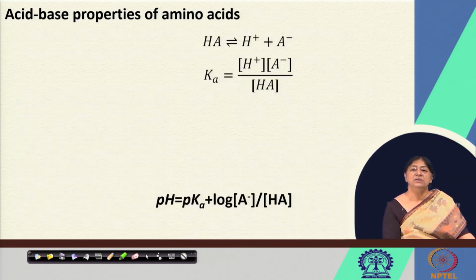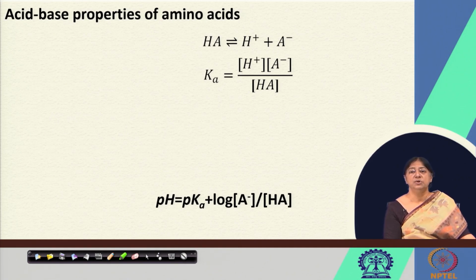When we look at the acidic and basic properties of amino acids, we have the NH2 group and the COOH group, and we know that in the zwitterionic form these remain as NH3 plus and COO minus. What does this mean? This means that these protons that are present can be lost.